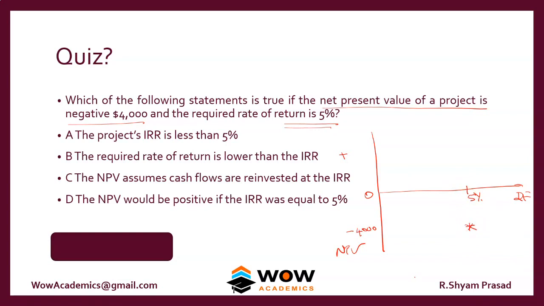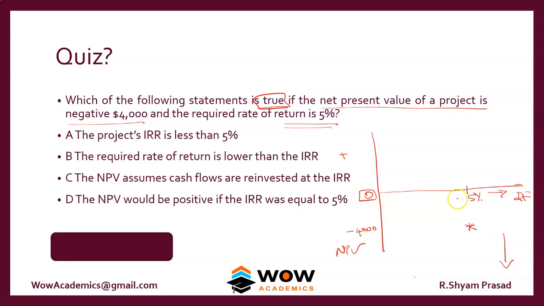He is asking which of the following statements is true. The project's IRR is less than 5%. Is it true? See, the IRR is the point at which NPV becomes 0. So this is the point. IRR cannot be 5% because it gives you minus 4,000 as NPV. So should you increase it or decrease it? If you increase the discount factor, the NPV will still fall. So that's not the option.